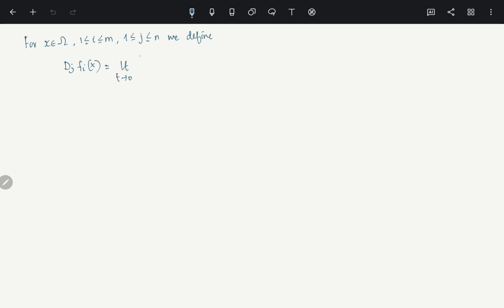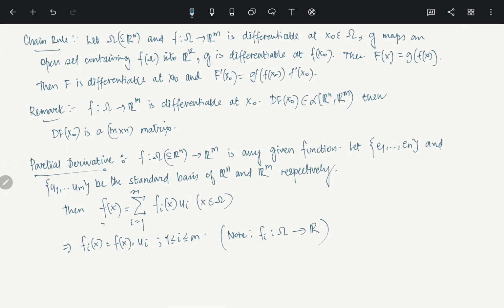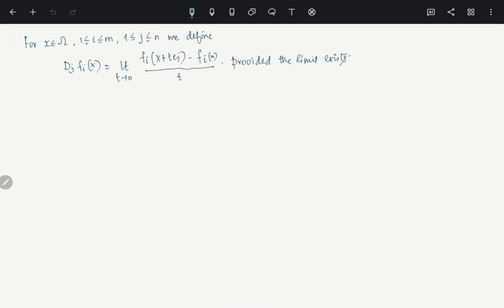So this is defined by the limit of f_i(x plus t e_j) minus f_i(x), divided by t, provided the limit exists. You see, I am looking at how f is changing in the jth direction. So you do understand what I am trying to say. First of all, for a given f, I break f into components, and each component is nothing but a real valued function, and for a real valued function I am defining the derivative in the jth direction.